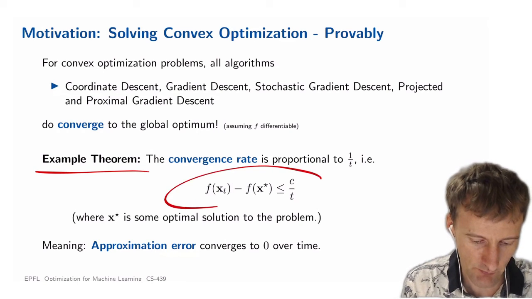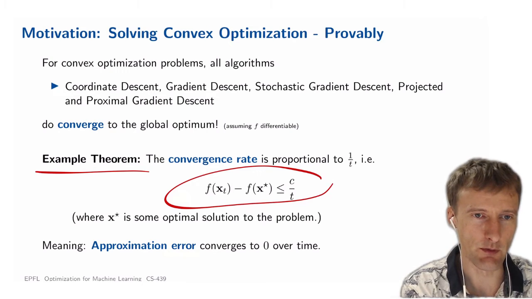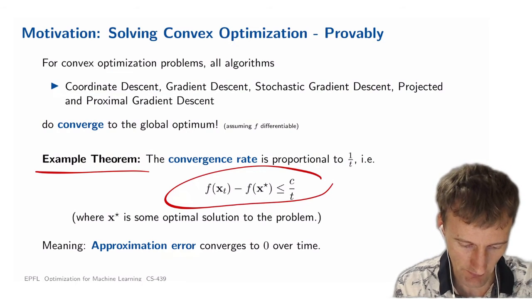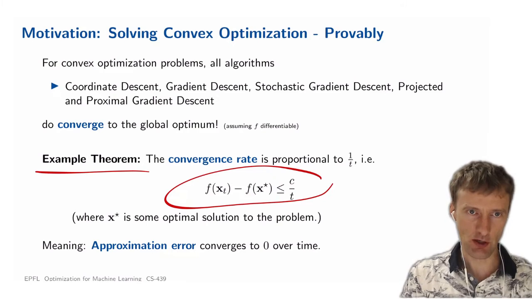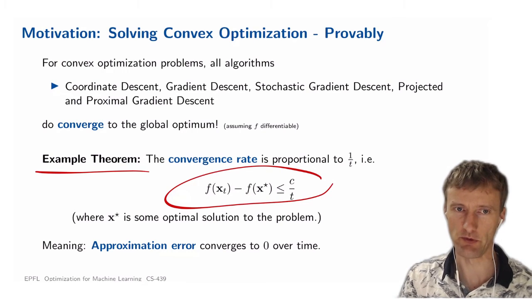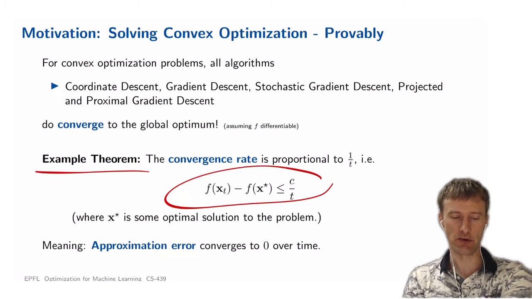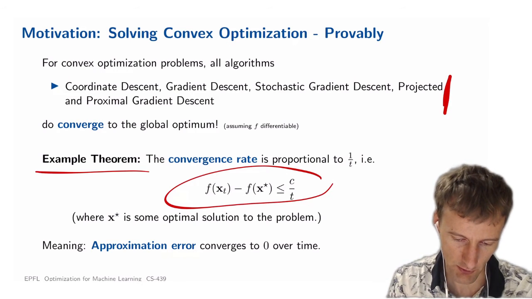What we would like to have is something like this: the progress we make, or the error we currently have, that is, what do I have now compared to the optimum. That's the error at the moment. We want this error to go down with the time t. So for example, it should go down proportional to 1 over t. That is the type of convergence theorems that we can prove for all kinds of algorithms.